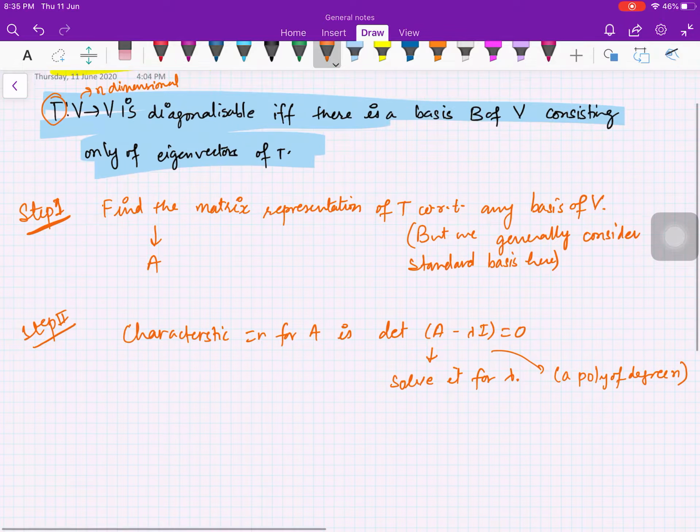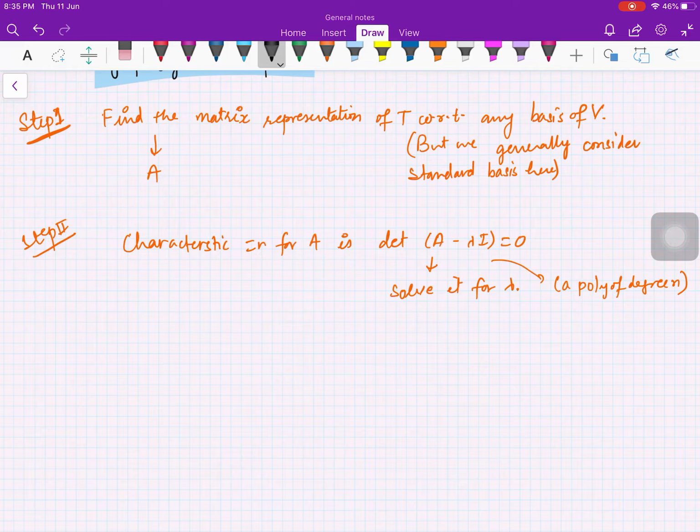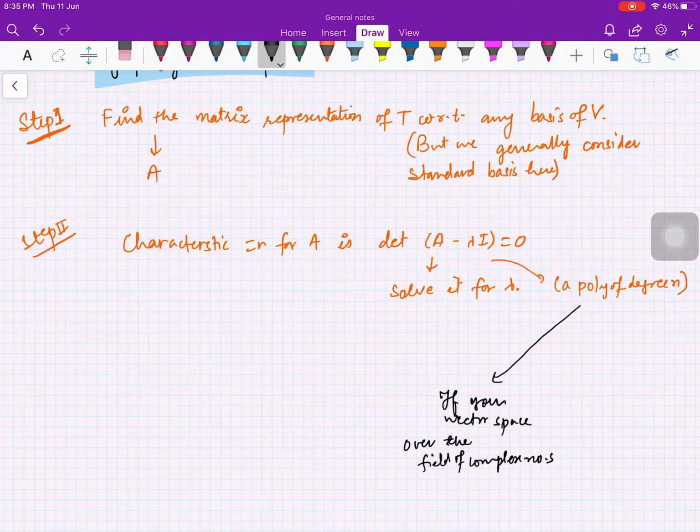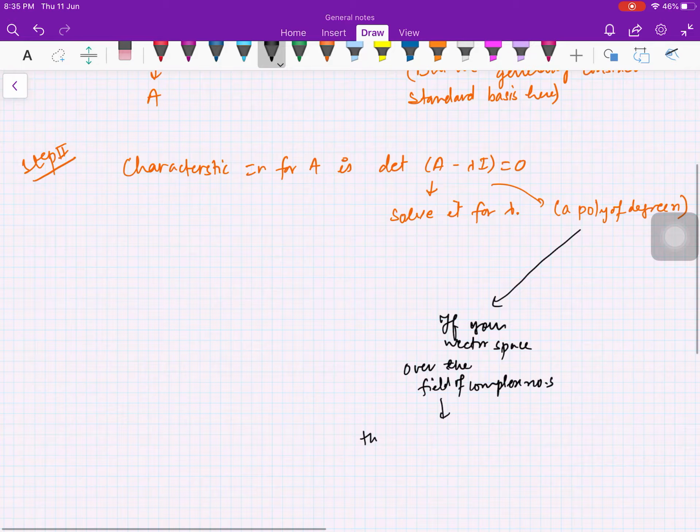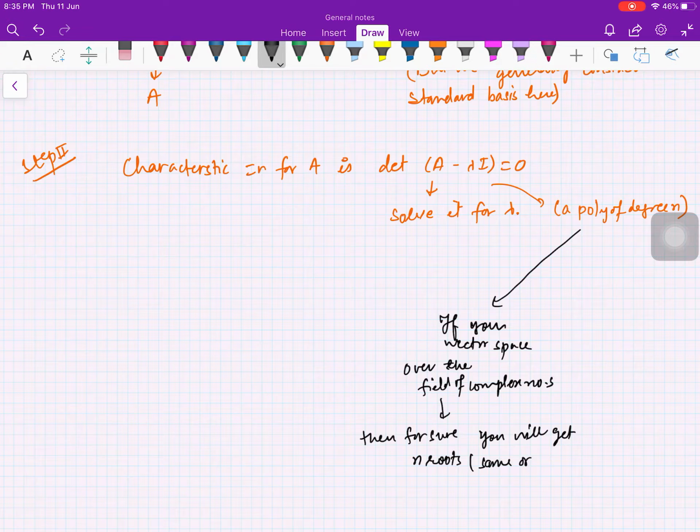Now it depends on which field you are in. If your vector space is over the field of complex numbers, because we know that complex numbers are algebraically closed, then for sure you will get n roots, which may be the same or distinct. Same means some of the roots may repeat.